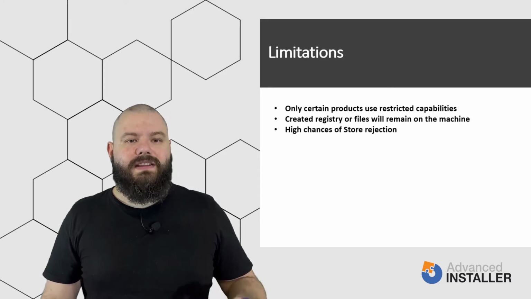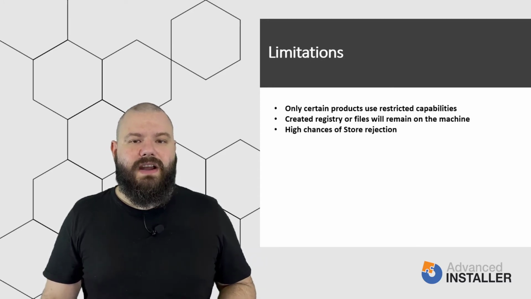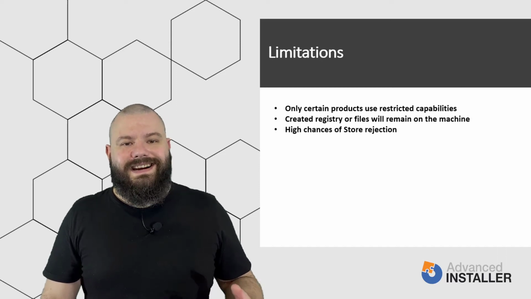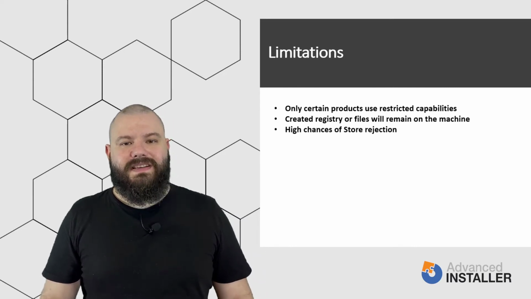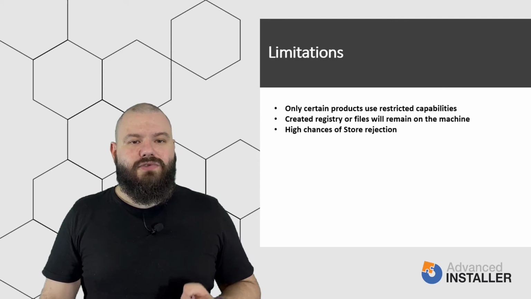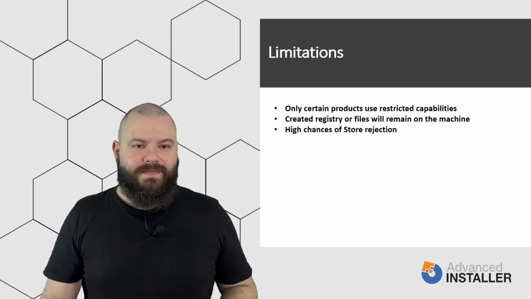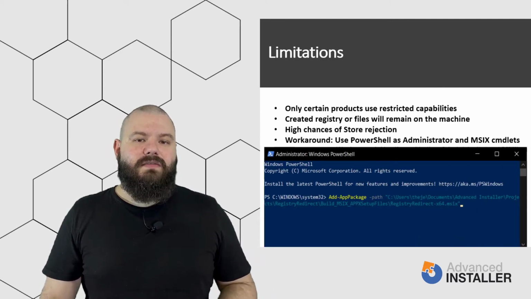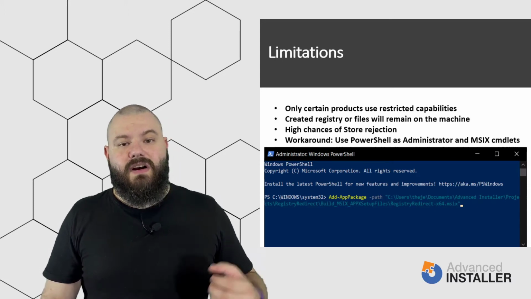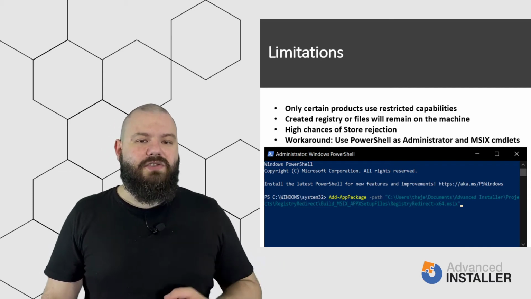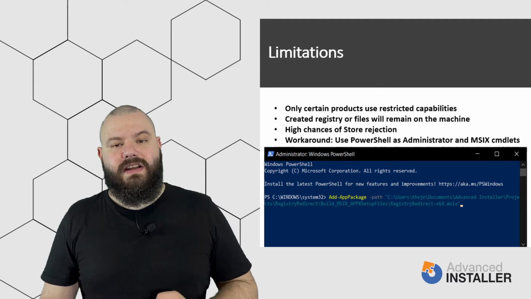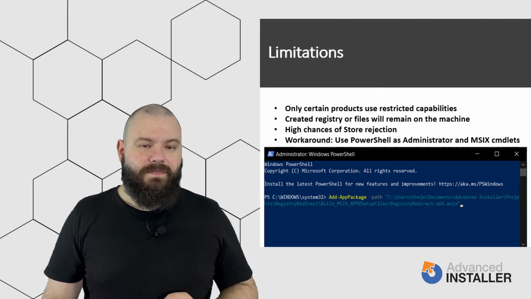Now, if you add these capabilities and try to publish your app in the Microsoft Store, chances are that it will get rejected. In order for an app to be published to the store with restricted capabilities, there must be a specific and strong reason to support why it's needed. However, there is a workaround that we discovered for installing an MSIX with restricted capabilities. You can run PowerShell as an administrator and use the Add-AppPackage cmdlet, which we already covered in an article. Link can be found in the description.